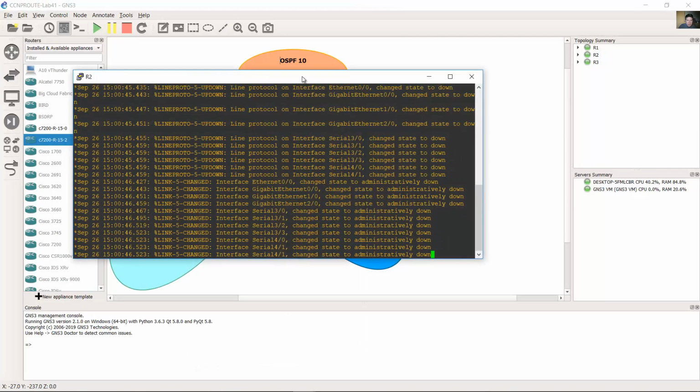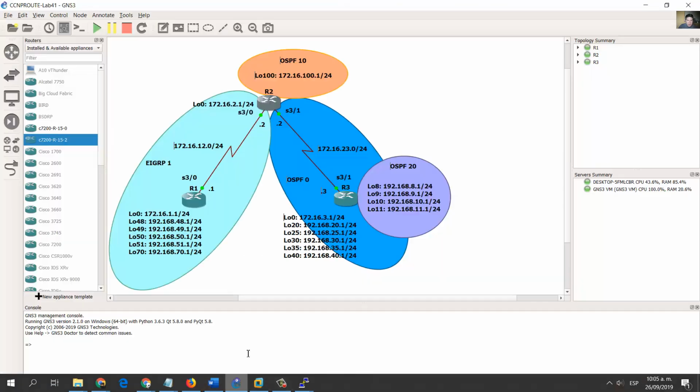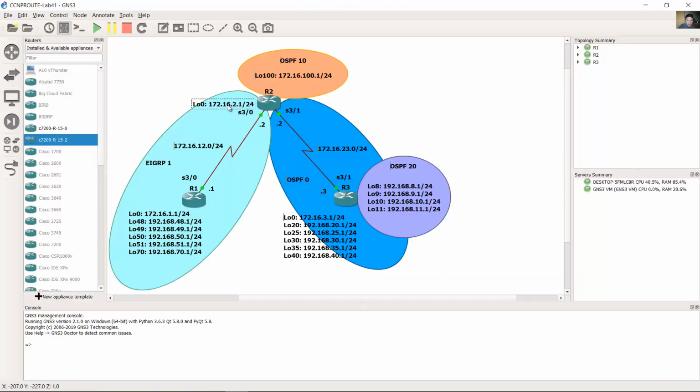Part 2. The loopback interfaces and the serial interfaces. Serial 3/0 on the 12.0 network and serial 3/1 on the 23.0 network. Loopback 100 and loopback 0.